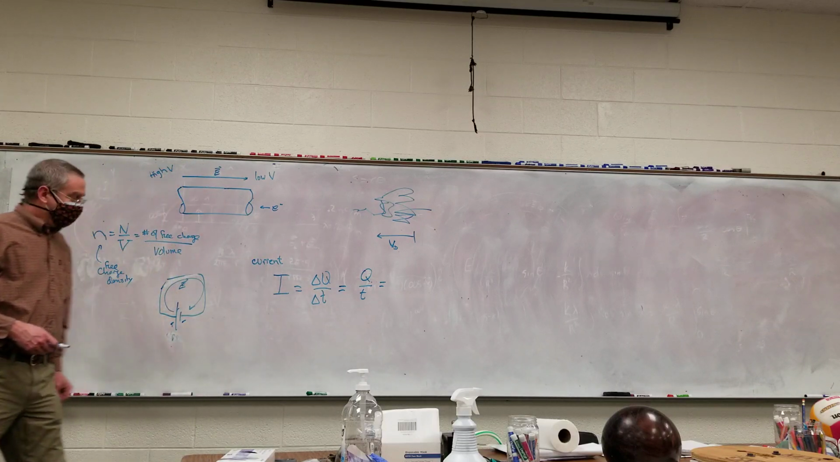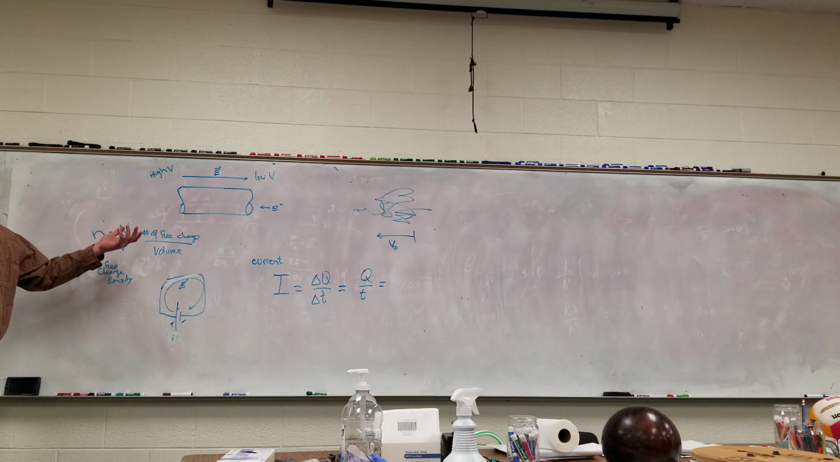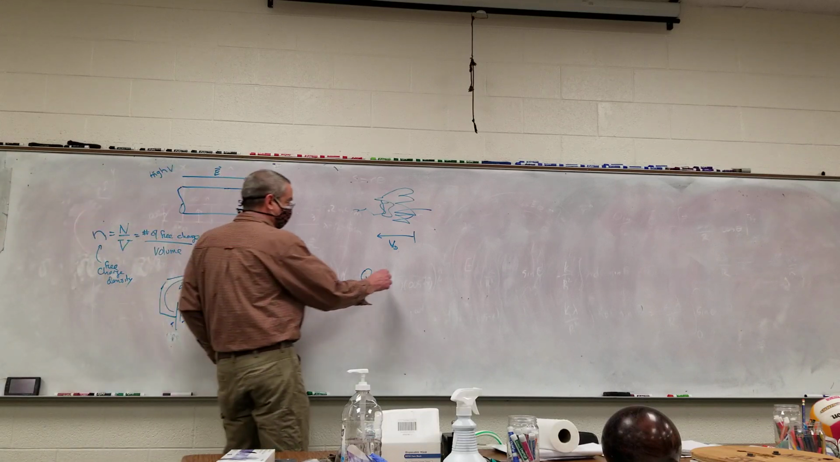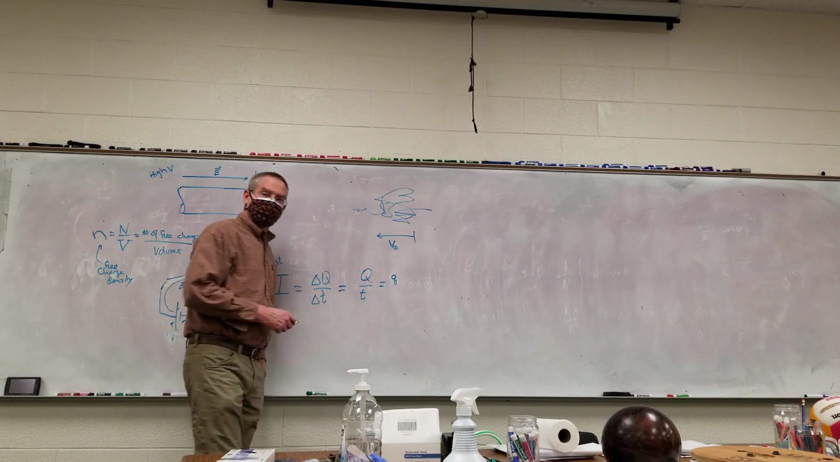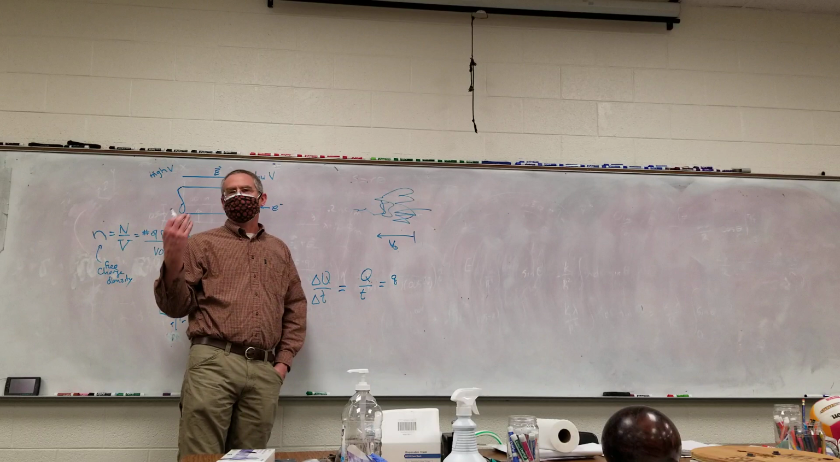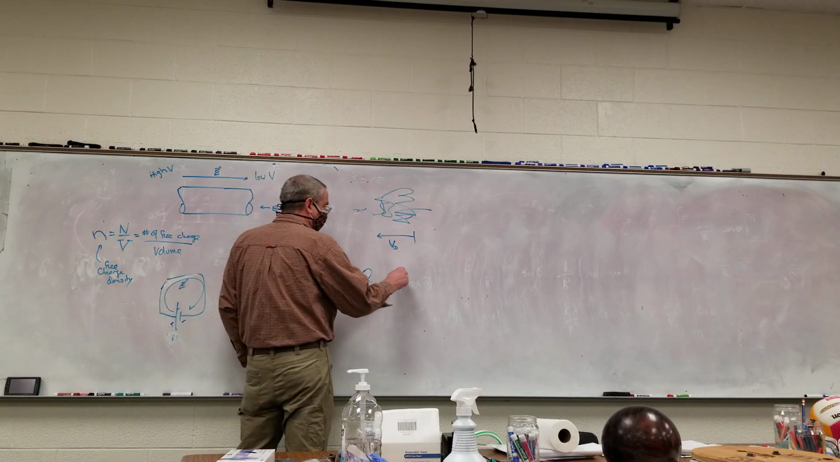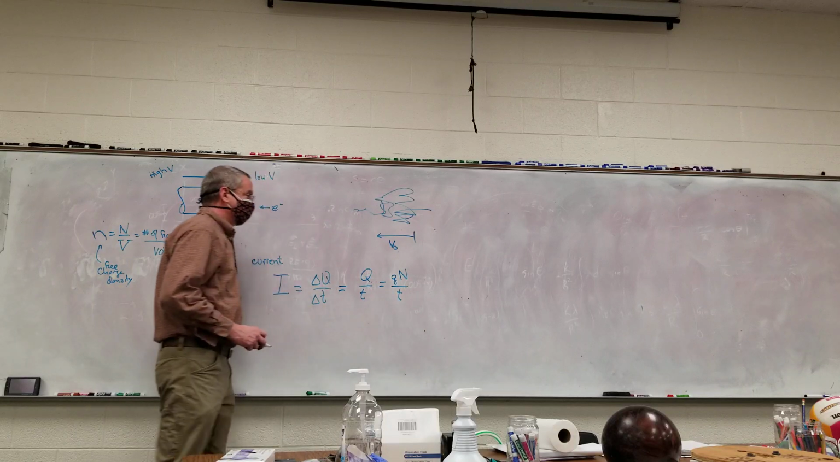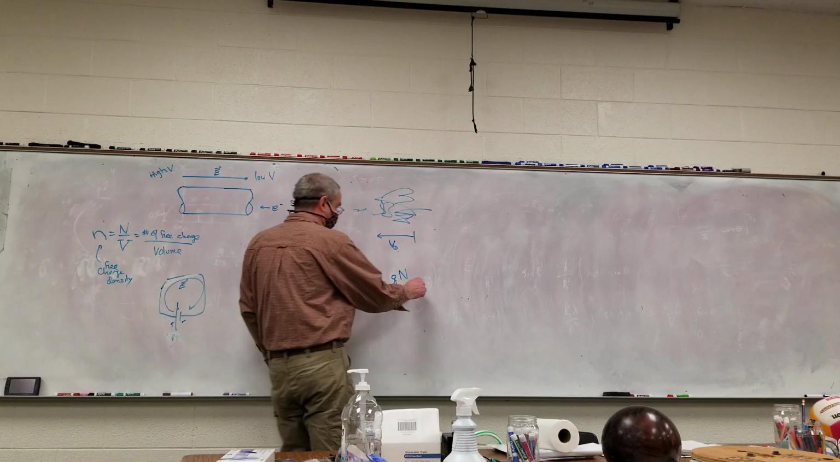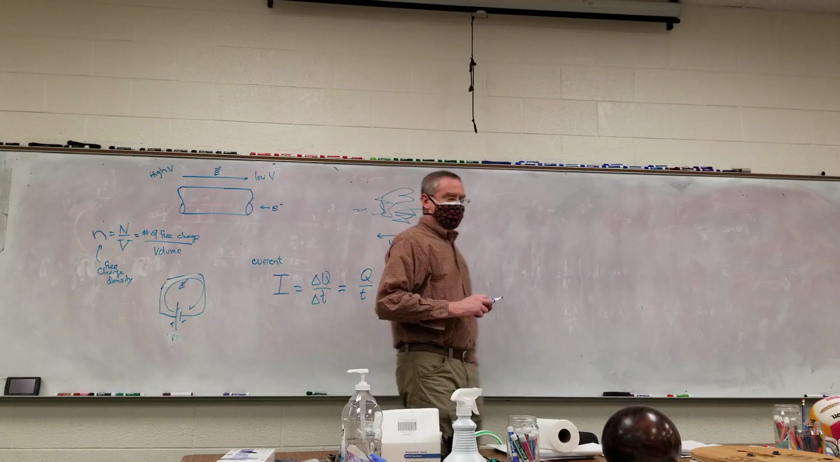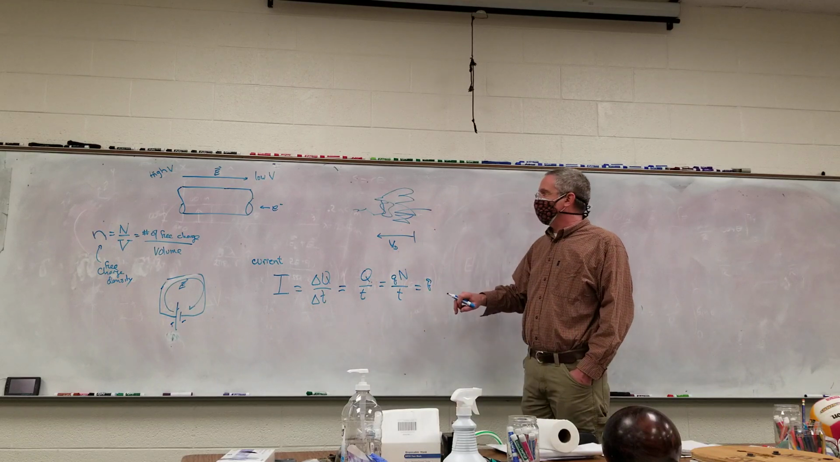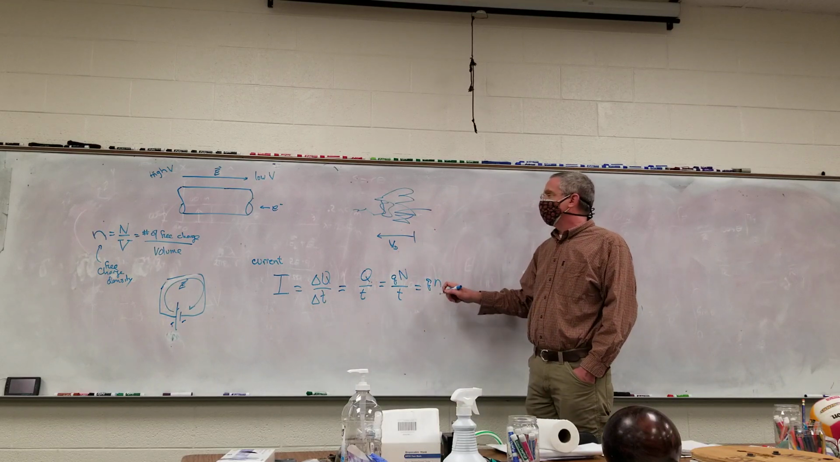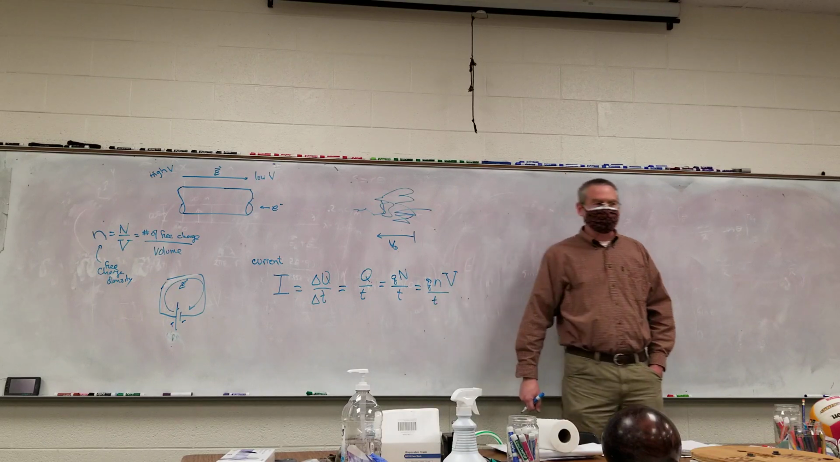Now the amount of charge is going to be equal to the number of free charges times the charge. So that's going to be whatever the charge of what's moving, and it's going to ultimately be the electron, times the number of free charges over time. And I know that the number of charges is just going to be the free charge density times the volume over time.